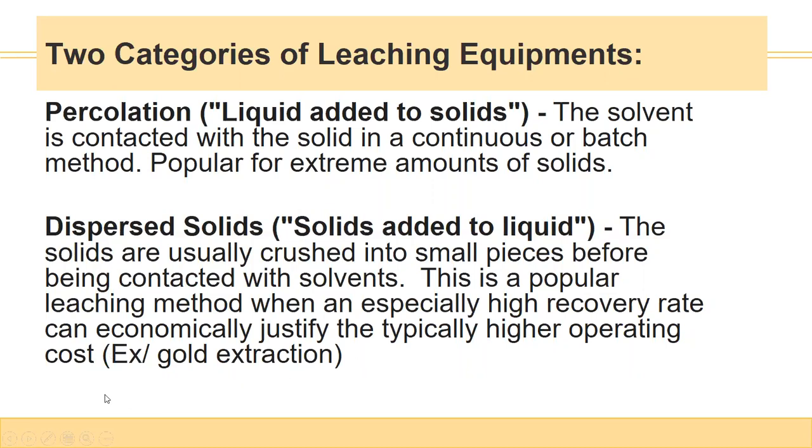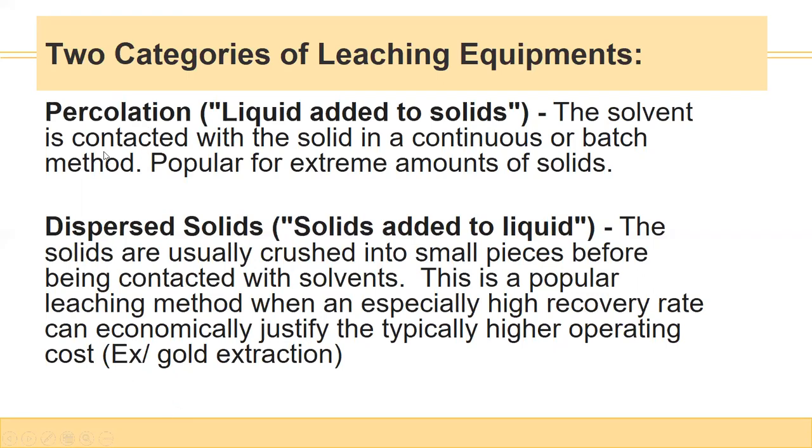Now, this particular method is popular when an especially high recovery rate can economically justify the typically higher operating cost. So between the two, dispersed solid type of leaching is costly. However, dispersed solid type of leaching has a higher recovery than the percolation type. Now, of the two, what is the advantage of percolation? Because it seems like all the advantage is here. It has high recovery, although it is costly.